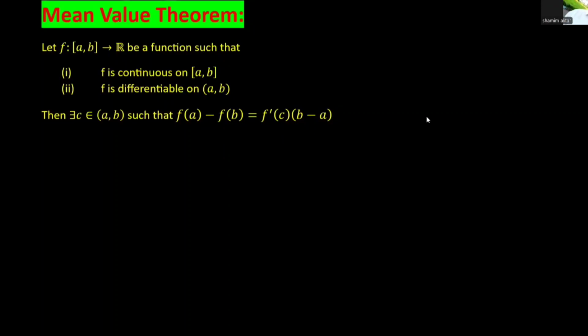Today we will discuss mean value theorems. The mean value theorem says that a function from the closed interval [a, b] to R which has two properties: the function is continuous on the closed interval [a, b], and the function is differentiable on the open interval (a, b). Then there exists a c belonging to the open interval (a, b) such that f(b) minus f(a) equals f'(c) times (b minus a). This is the statement of the mean value theorem.